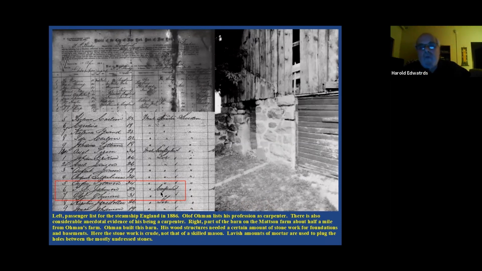The photo on the right is a barn that is about half a mile from his house that he made on the Matson property. I want to show you the stonework in the barn here. Oman had, you can see it's fairly crude. They're not well dressed, and he's lavished mortar to cover up the poor workmanship.